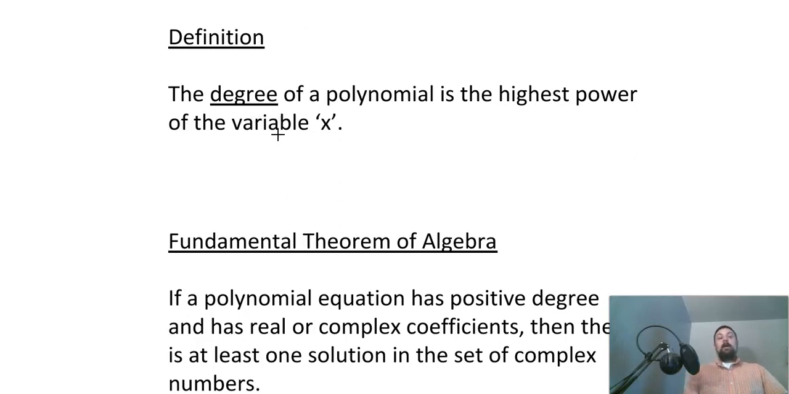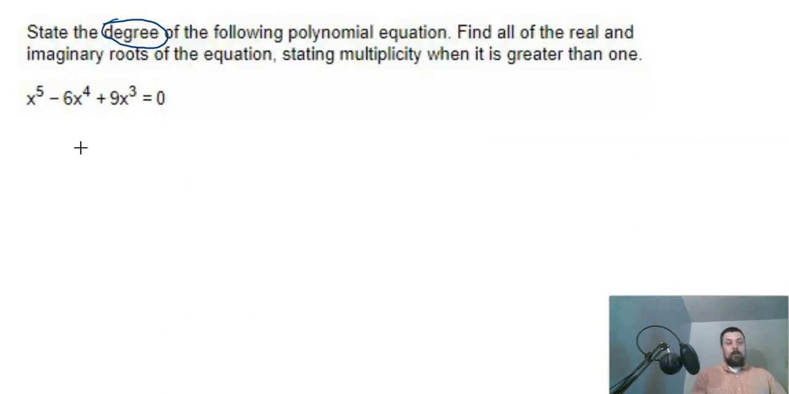The degree of a polynomial is just the highest power of the variable, whatever your variable happens to be. So in that polynomial, what's the highest power of the variable? That is called the degree of that polynomial. So here, the degree is 5, right? The highest power, x is my variable. The highest power of x is 5. So that's the degree. That's all there is to that.